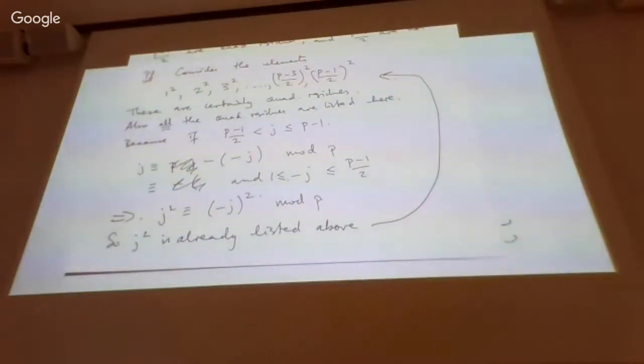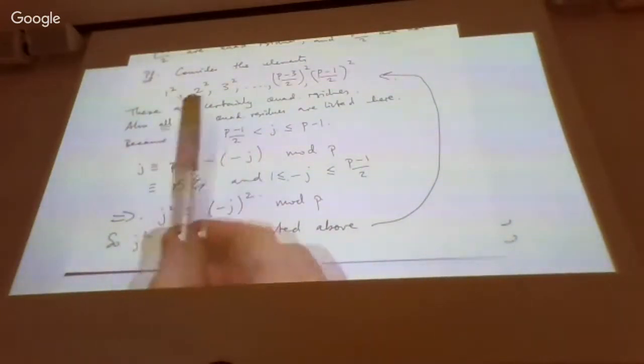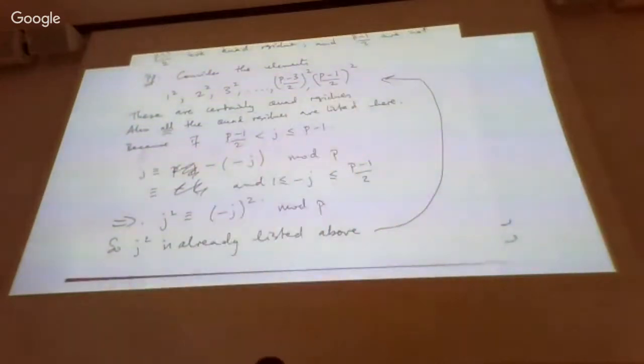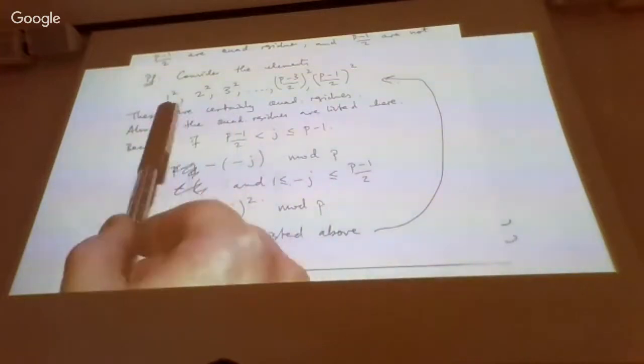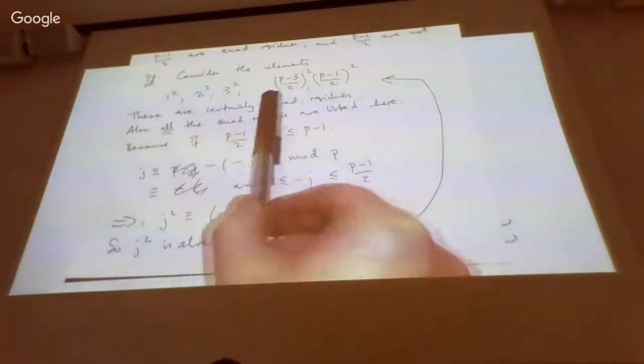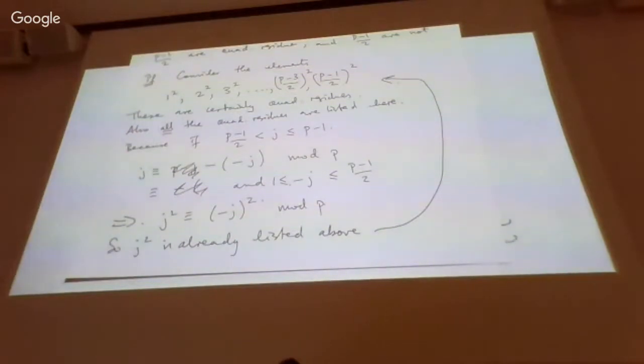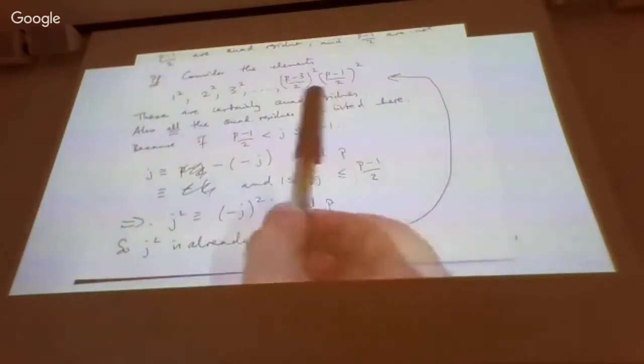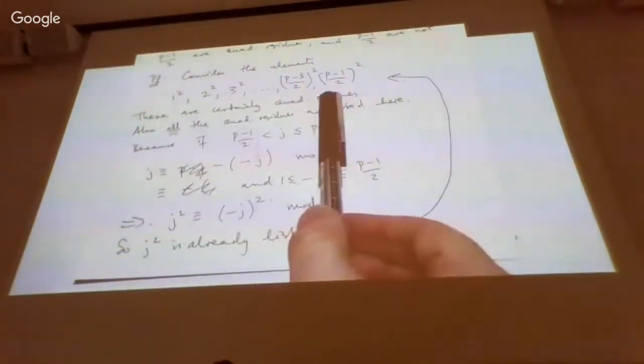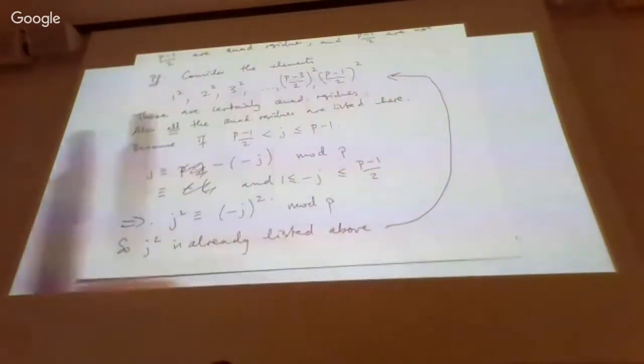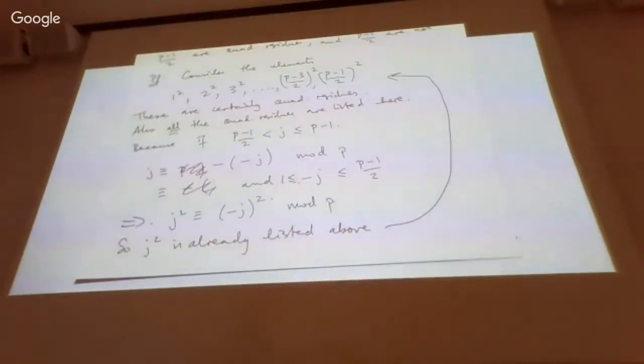So that looks awfully close to having proved the theorem. Here are P minus 1 over 2 elements. They are certainly all residues because they're all squares. We haven't omitted any residues, because any element which isn't listed here is equal to the negative of one of the ones listed. So J squared is congruent to the square of minus J, and minus J is one of the elements underneath the square. So this list does not miss out any quadratic residues.